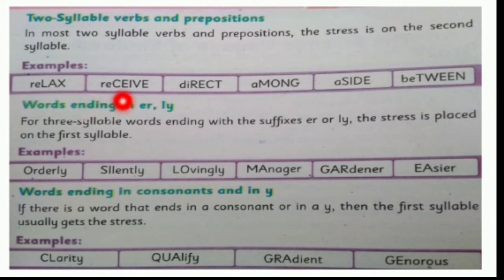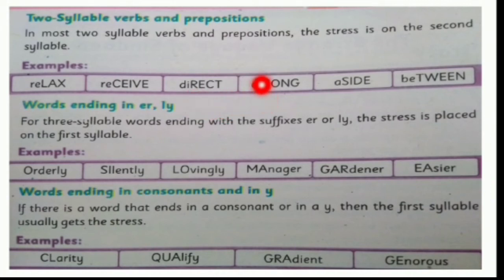Receive, deceive. If we divide these into syllables, the first and second syllable, we have to make sure that each syllable has a vowel in it. So you can see the second syllable, and the stress is on the second one. Right. Now direct. As you can see, the stress has again been placed on the second one, and here we are having a verb.